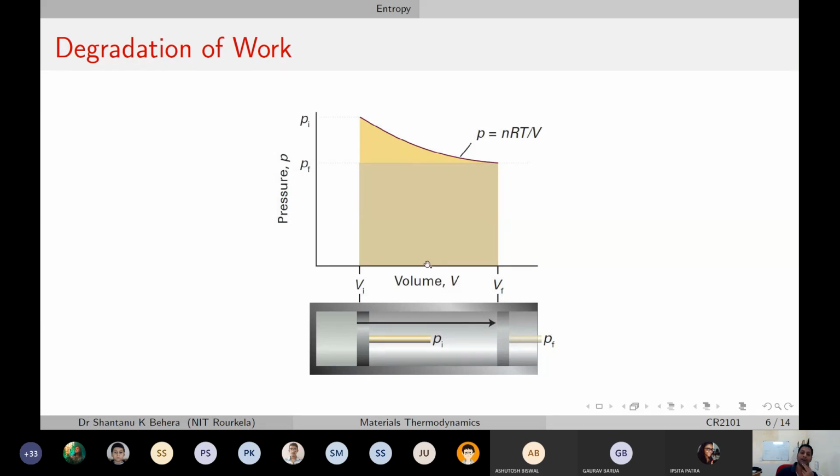So here we had identified two processes: a perfectly reversible process, and an irreversible process. If this is the initial thermodynamic coordinates in this diagram of pressure and volume, Pi, Vi, and the final coordinates are Pf and Vf, you can come from this point to this point in many different ways. Several ways you can come about.